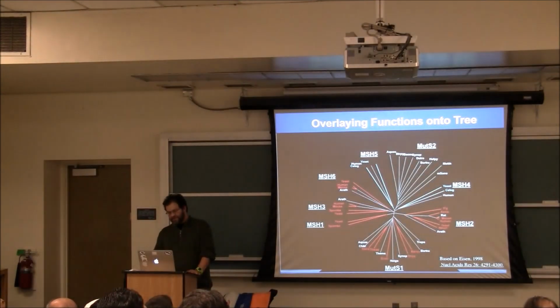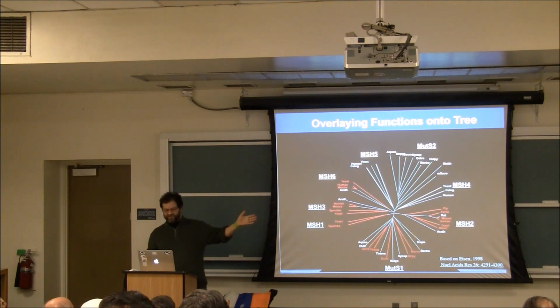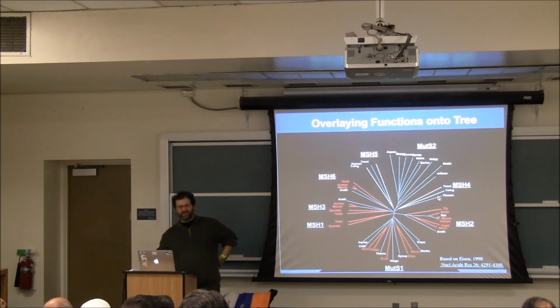So, to make a very long story short, I built evolutionary trees of all the MutS homologs that were available at the time, overlaid onto those trees known experimentally determined functions. In red are the genes that were known to be involved in mismatch repair. You can't really see it that well, but in blue over here are genes that were not known to be involved in mismatch repair. They had other functions.